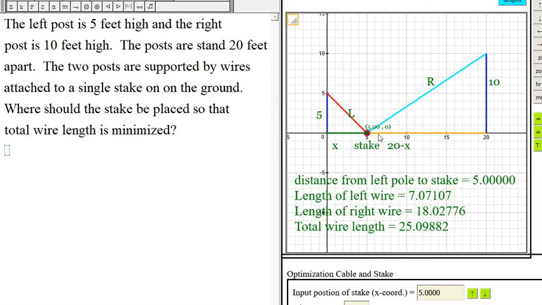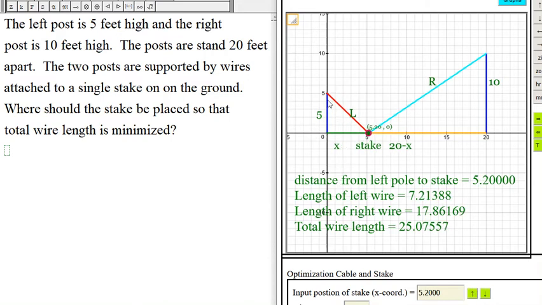And L is 7.0717. And then the total length from here to here is 20, so this is 5, then this is 20 minus 5, which is 15. And so this is 15, this is 10, and so we can calculate R, because this is a right triangle. And that comes out to be 18.02776. And so the total wire length, meaning this wire plus this wire, is about 25.09882.